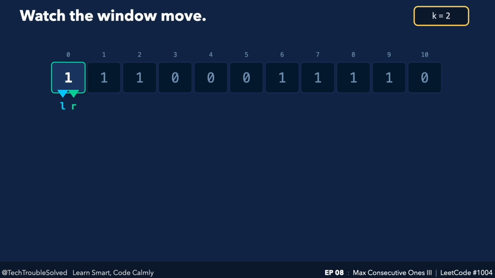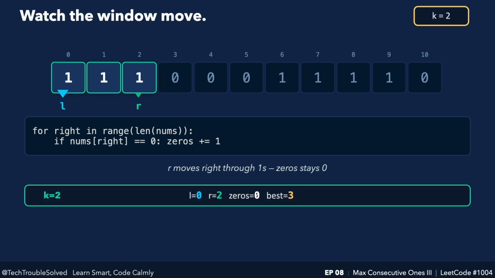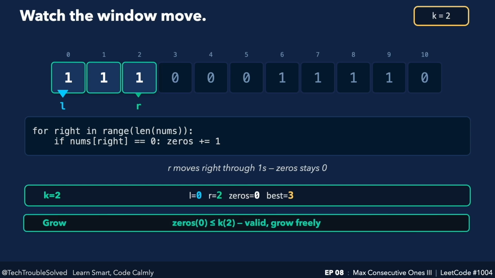R has moved across the first 3 cells. Index 0, 1, 2. All ones. The for loop runs. Each element, is it a 0? No. So zeros stays at 0. Zeros equals 0. K equals 2. Window is valid. Grow. Zeros with value 0 is less than or equal to k with value 2. So grow freely. L does not move. There is no reason to shrink.